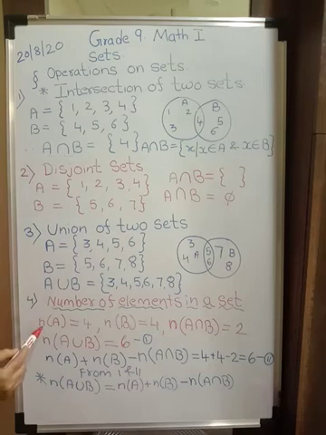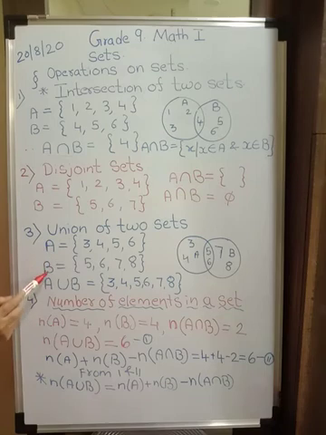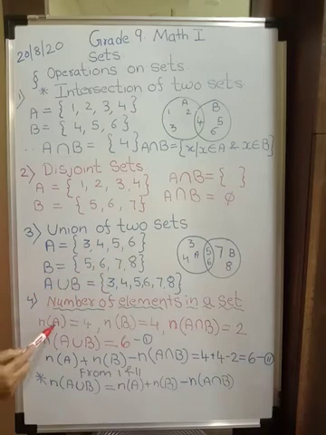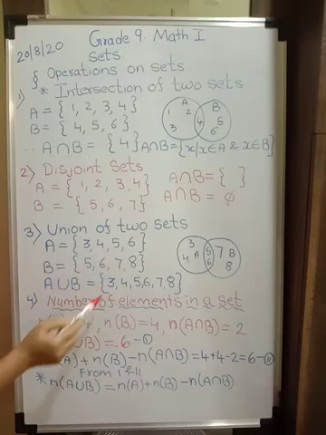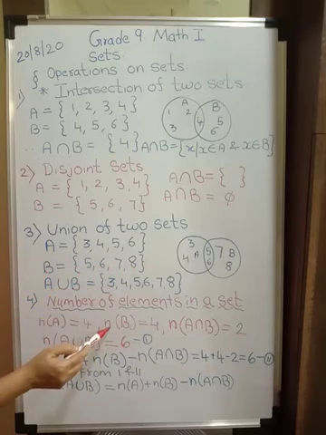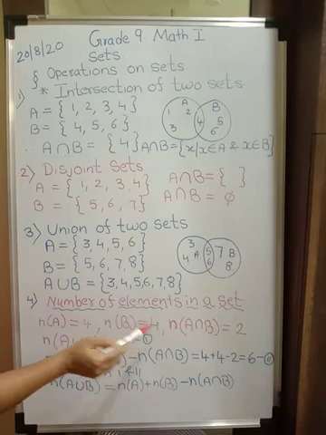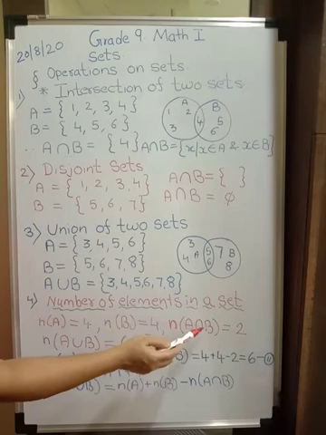n(A) indicates number of elements in set A. I am considering only these two sets. How many elements are present in set A? Count: 1, 2, 3, 4. So n(A) is equal to 4. How many elements are present in set B? 1, 2, 3, 4. So B also. n(B) means number of elements in set B. They are also 4.